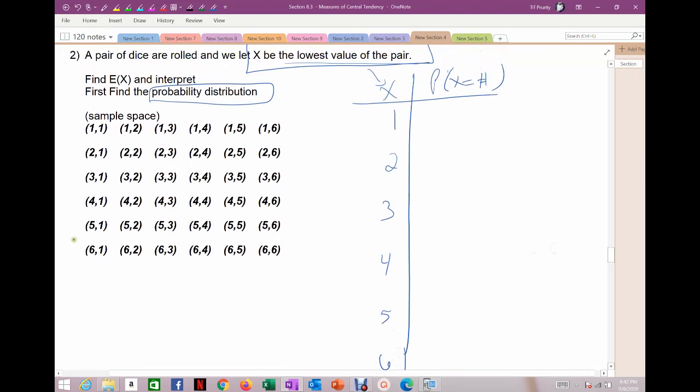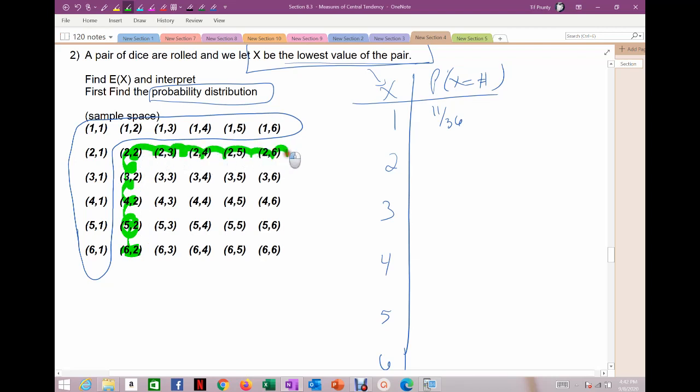Alright, so now the probabilities. 1 is the smallest whenever 1 shows up. Well, these are all of the values where 1 shows up. And if you count that, there are 11 outcomes out of my 36 where 1 is the smallest number. 2 is the smallest number as long as it's not paired with 1. And so all of these would be outcomes where, if you look, 2 is the smallest number in all of those.